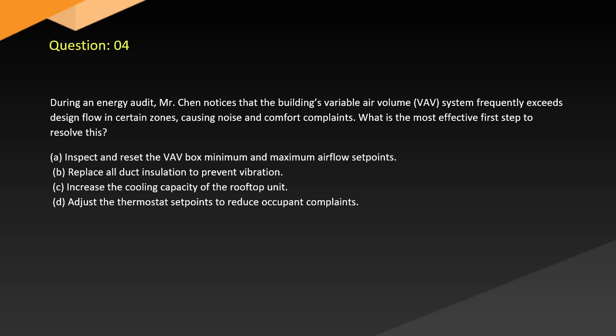A. Inspect and reset the VAV box minimum and maximum airflow set points. B. Replace all duct insulation to prevent vibration. C. Increase the cooling capacity of the rooftop unit. D. Adjust the thermostat set points to reduce occupant complaints.